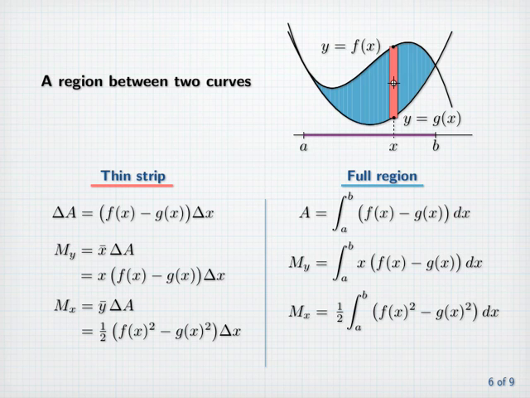Next, we divide each of the moments by the area. X bar equals M sub y divided by A, and y bar equals M sub x divided by A. So to calculate the two coordinates of the centroid, we need to calculate three integrals, the area and the two moments, and then divide each of the moments by the area.